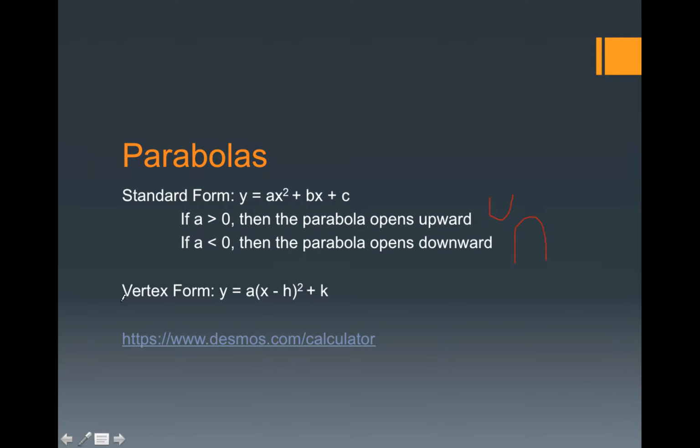The vertex form is just another way to express a parabolic equation, with h and k being the coordinates of the vertex of the parabola. So the vertex form equation is y equals a times the quantity of x minus h squared plus k. Now we will go to Desmos, where I can show you how these things are the same.